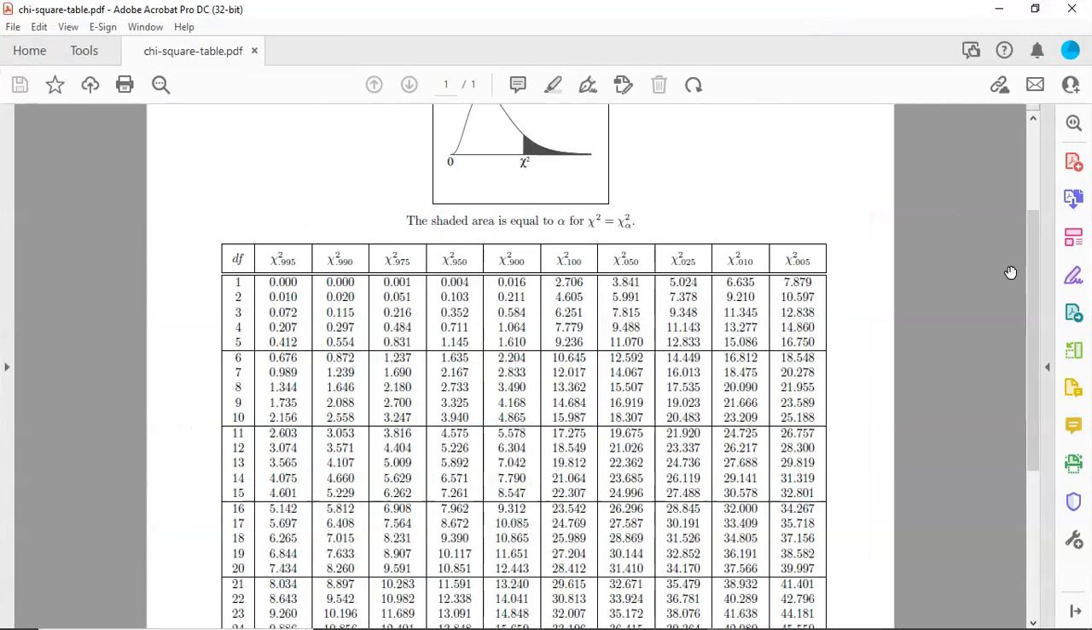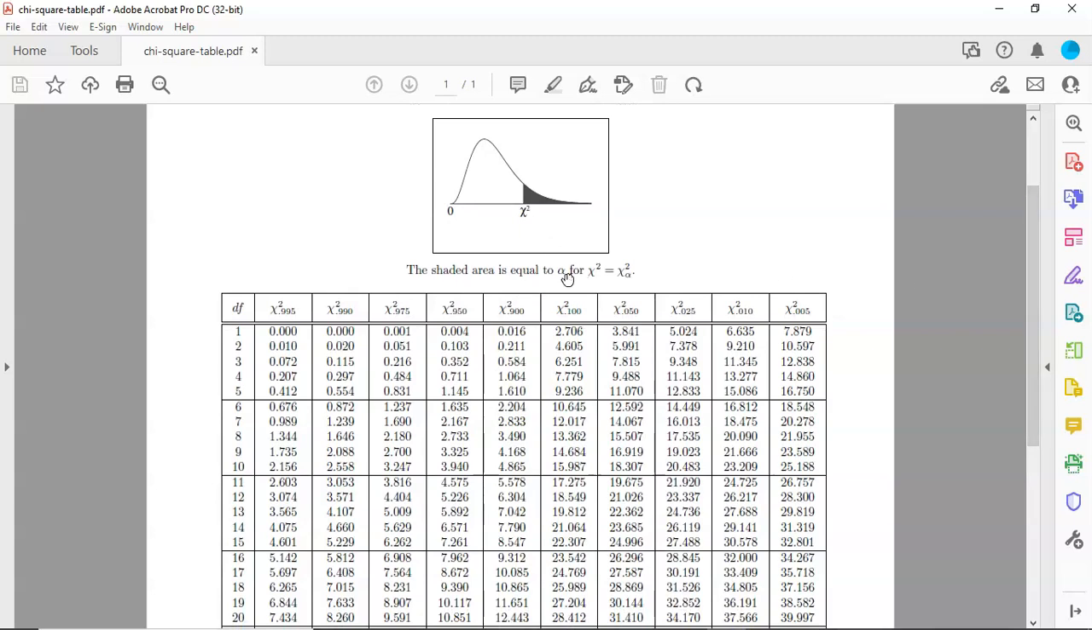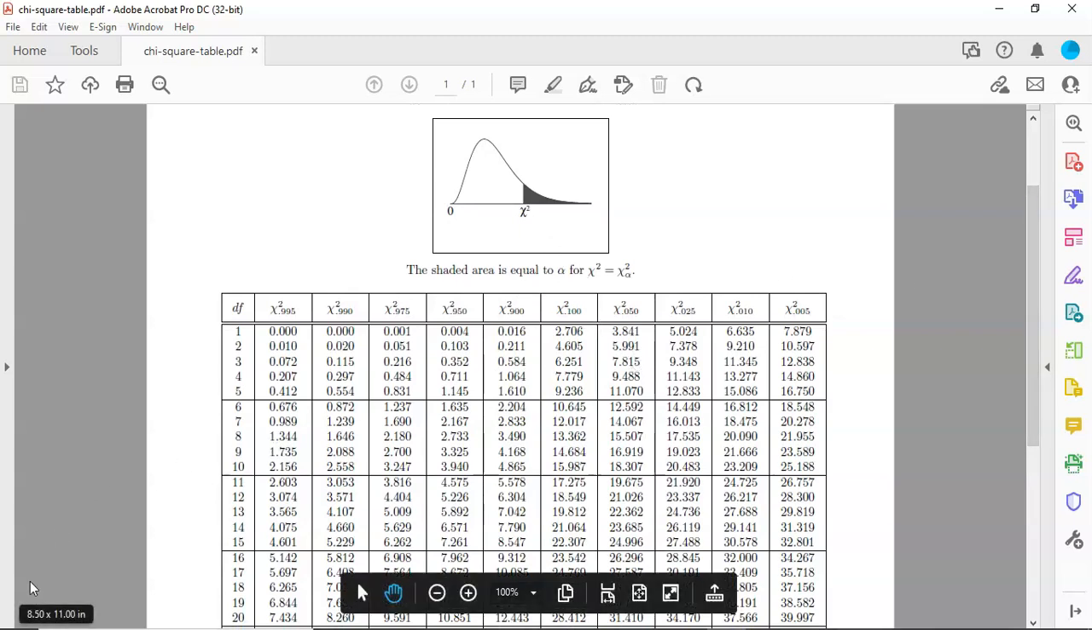Let me go to a little bit bigger window. So we have this picture. And then, degree of freedom of 14. And then I'm looking for 5%. So you see, this shading here is 5%. So the chi-square value I'm looking for is 23.685.